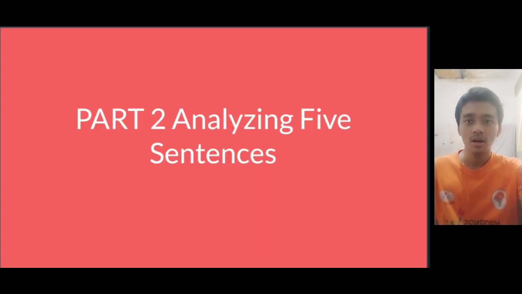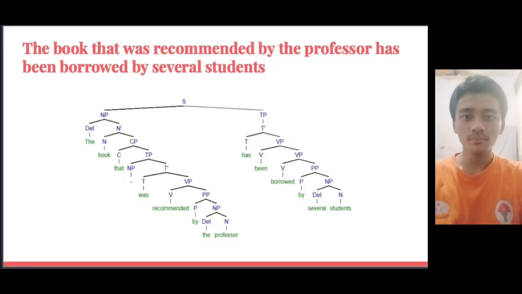So now I'm moving to part 2, which is analyzing 5 sentences. Sentence 1. The book that was recommended by the professor has been borrowed by several students. S, sentence, is the root of the entire sentence. Noun phrase, the book that was recommended by the professor, acts as the subject of the sentence.